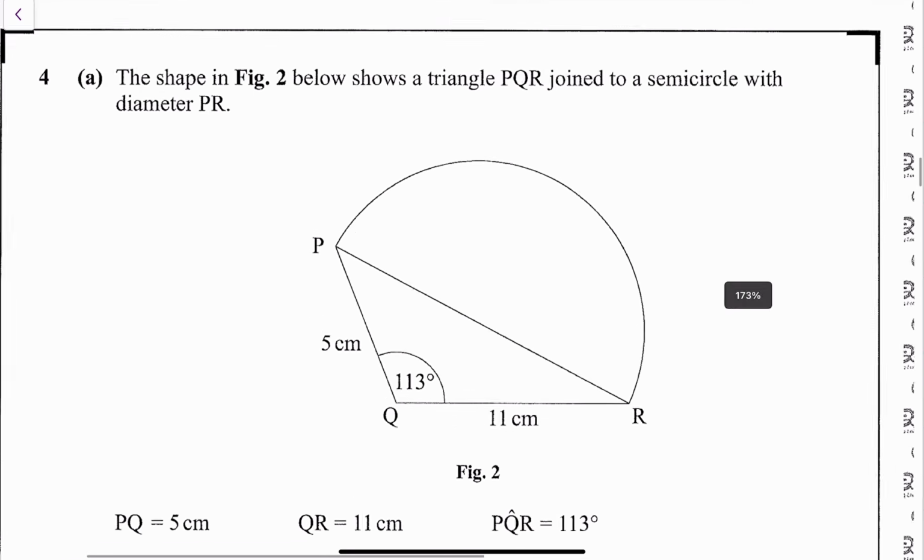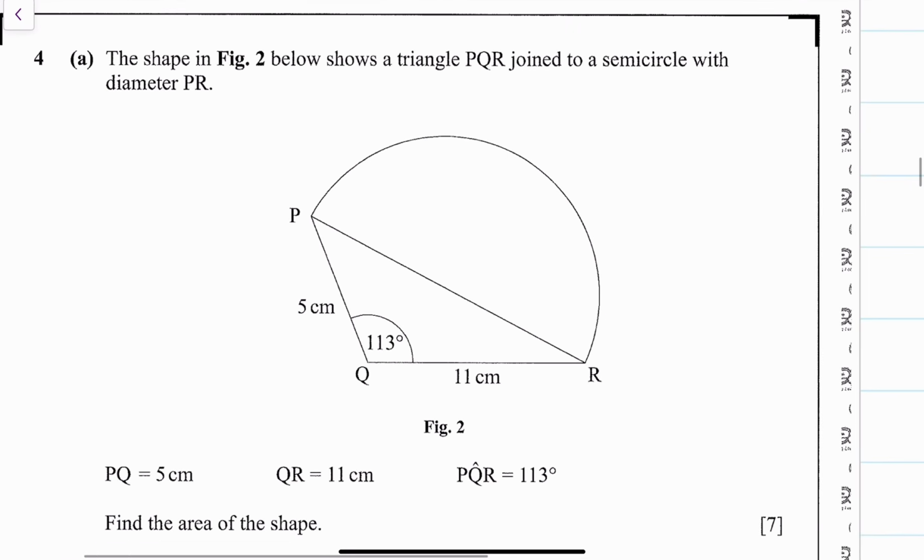Okay, what do we got now? It says the shape in figure 2 below shows a triangle PQR joined to a semicircle with diameter PR, and PQ is 5, QR is 11, angle PQR is 113. Find the area of this shape.